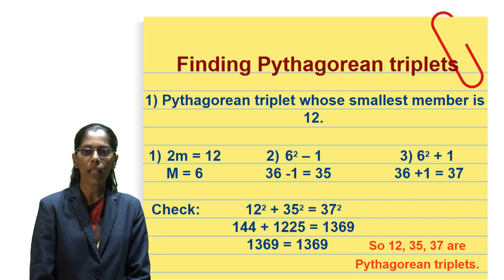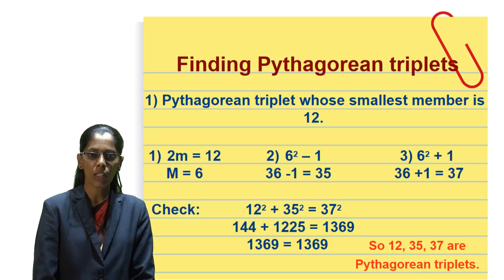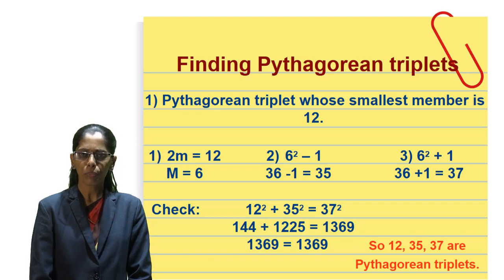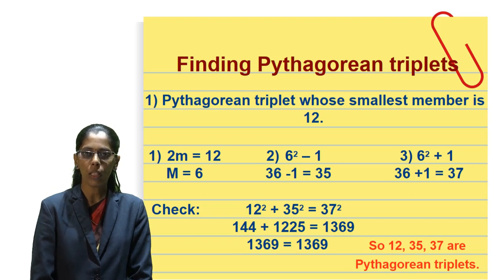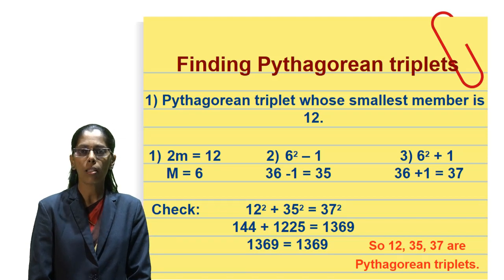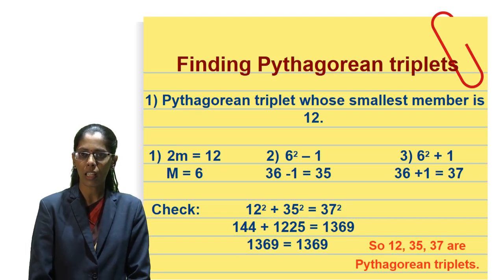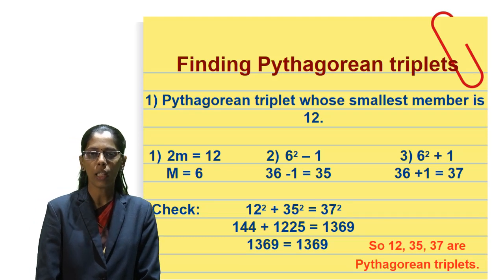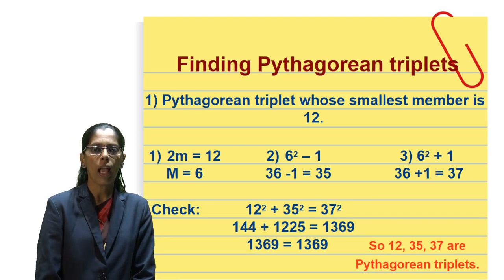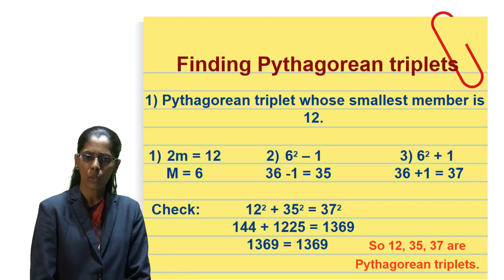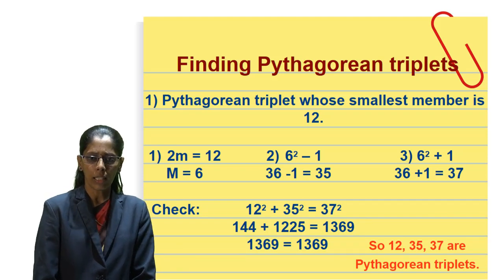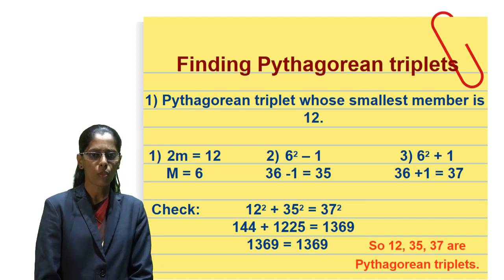Then second, m square minus 1. The value of m is 6, so 6 square minus 1 is 36 minus 1, which is 35. And last, m square plus 1 is the third member of the Pythagorean triplet. We put m equal to 6, so square of 6 plus 1 is 36 plus 1, which is 37. So we get the first member as 12, the second member 35 and the third member 37. If you want to check the result, take the square of 37, which should equal the square of 12 plus the square of 35.